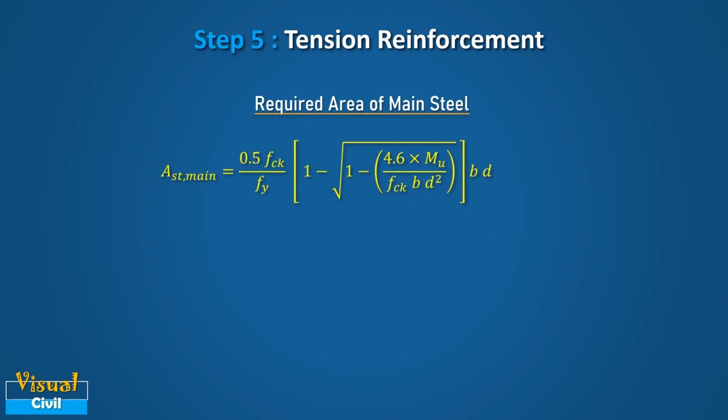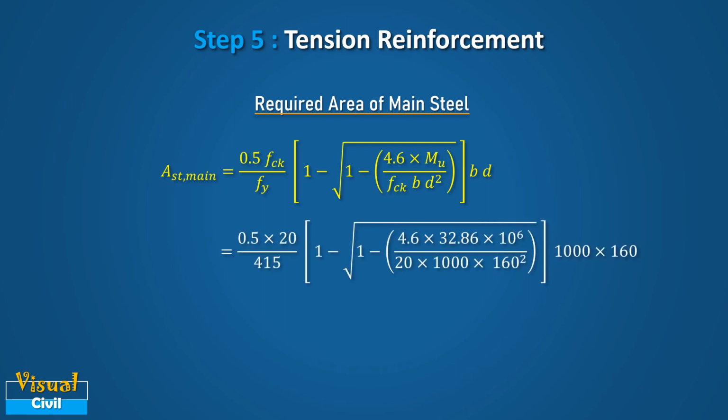Let us use equation number 2 to compute the required area of steel. By putting all the required values in the equation, the area of steel required on the tension side is equal to 618 mm squared.